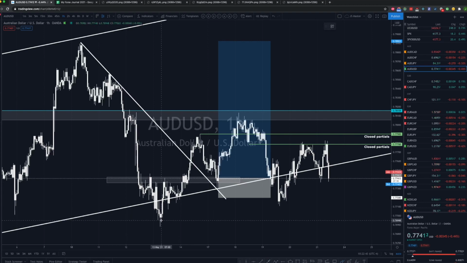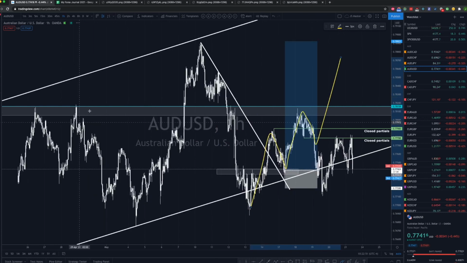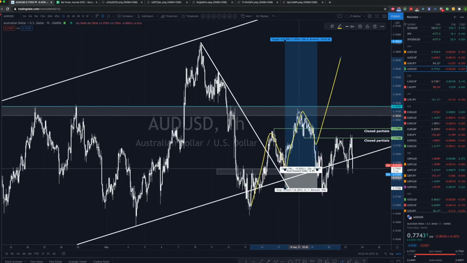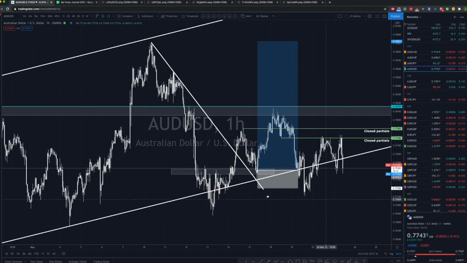So you have this impulse, correction, impulse, correction. I was just looking for that next impulse to break past these previous highs just here, where I have this zone drawn in. But that obviously didn't happen. Anyway, I was happy with that trade regardless.